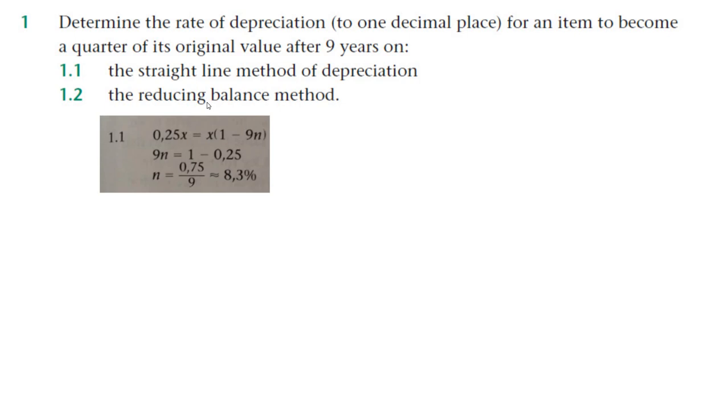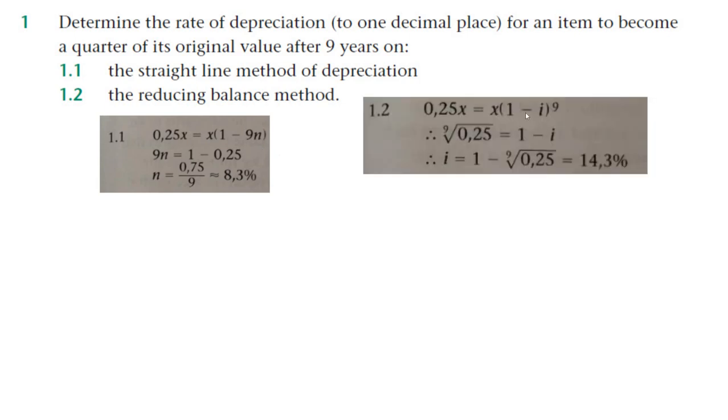What about the reducing balance method? Well, we're going to start with something, but we want it to be a quarter. Everything's exactly the same, but it's not linear. So instead of 9 times the interest rate, we go 1 minus I. This would have been nicer to be an I because it's interest rate. But there we go. There's an I to the 9th power.